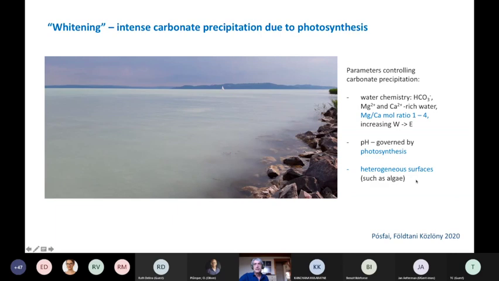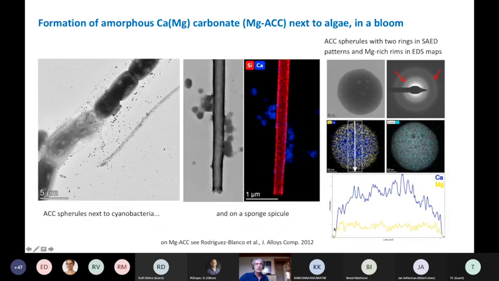And it seems like a simple process, but it's not as simple as that, because for example, heterogeneous surfaces play a role in it. There is a lot of literature about this, that the surfaces of algae can help as nucleation sites for calcite. So we wanted to see what's the relationship between algae and carbonates, which carbonate polymorphs nucleate, and how do they form. So we had a chance to sample a big bloom of algae. And in this algae bloom, we found many microorganisms.